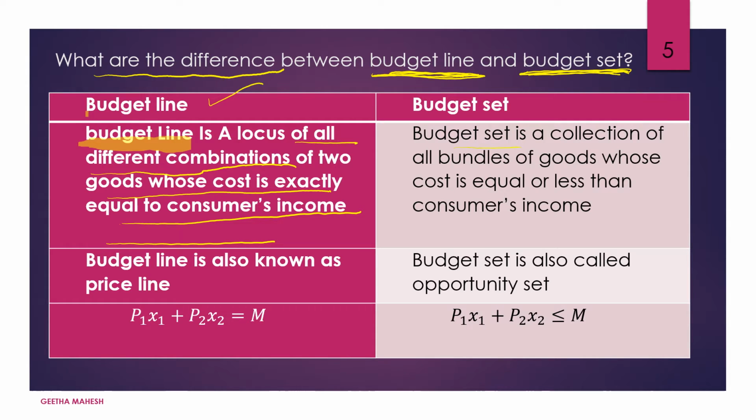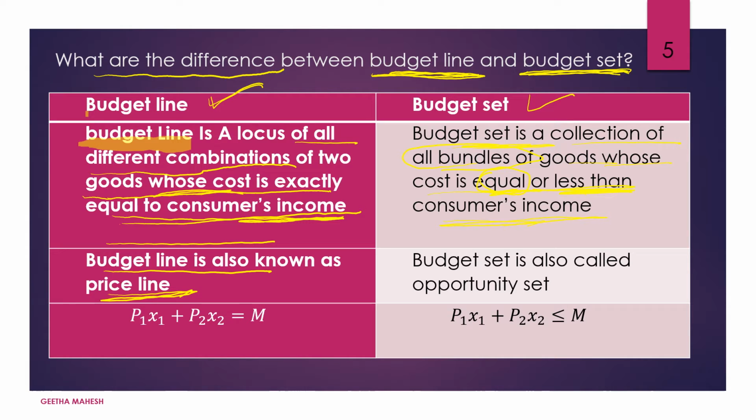Then what is budget set? It is a collection of all bundles of goods whose cost is equal to or less than consumer's income. So budget set includes those bundles whose cost is equal and even less than the consumer's income. But if we consider budget line, it includes only those combinations whose cost is exactly equal to consumer's income. Budget line is also known as price line.